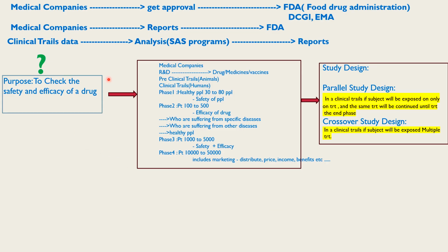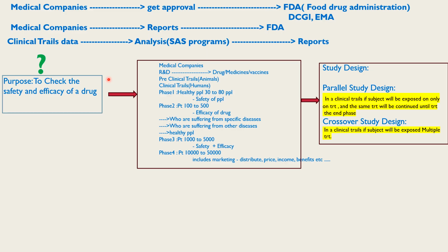So, here, medical companies prepare the drugs. Once they prepare the drugs, they have to sell the drugs in the market, right? To sell the drugs in the market, they need approval like FDA, CDSCO, and EMA. These are FDA-type approvals based on countries. For that, medical companies need to generate reports based on the clinical trials data.